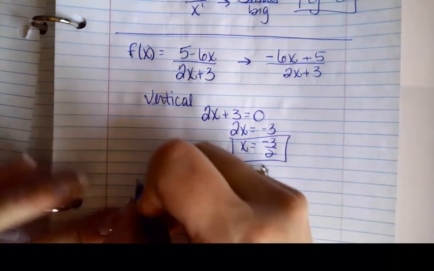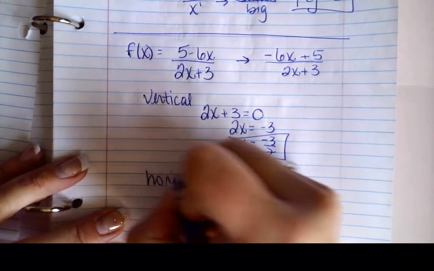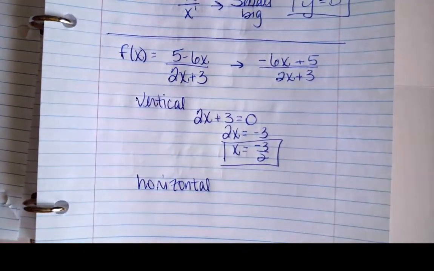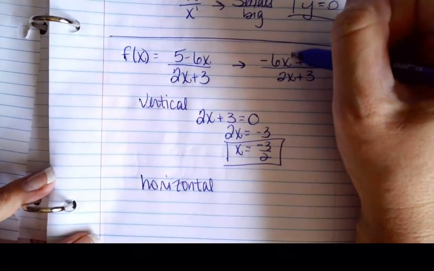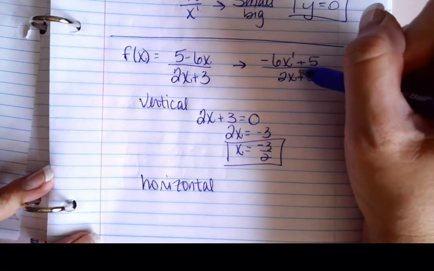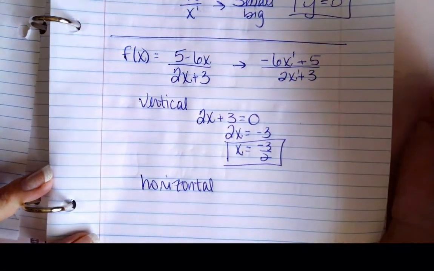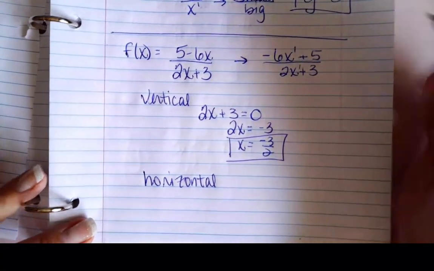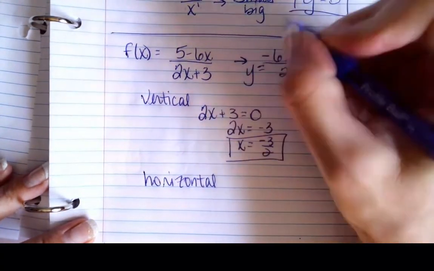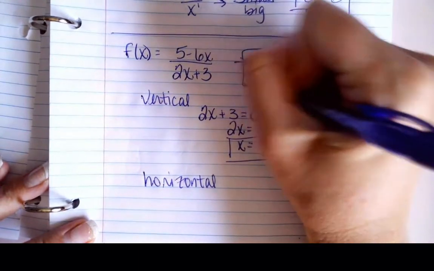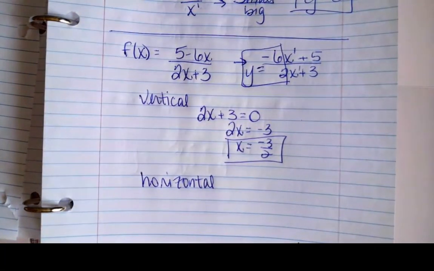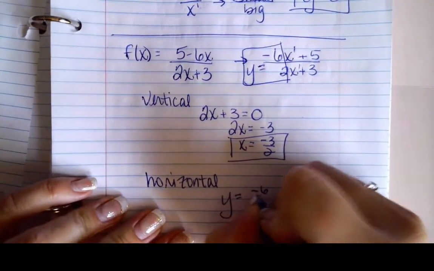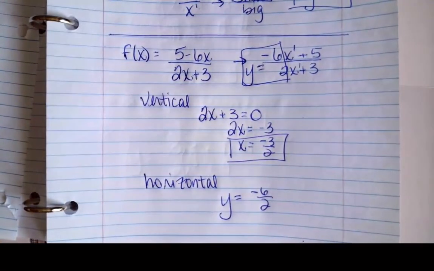And now I want to know about a horizontal asymptote. So I need to compare the degrees of my numerator and my denominator. So I notice up here my degree is a 1, and down here my degree is a 1. So I have a same over a same. So if I've got a same over a same, my horizontal asymptote is y equals the ratio of my lead coefficients.